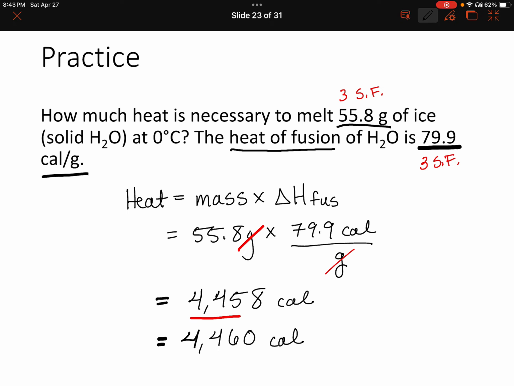And on an exam or a quiz, I will give you those equations we've learned so far. So the first one where heat is equal to mass times specific heat times the change in temperature. And then these new ones where heat is equal to mass times either the heat of fusion or heat of vaporization.